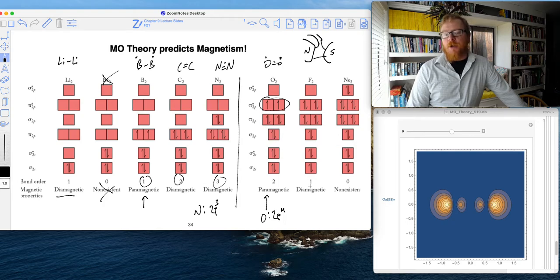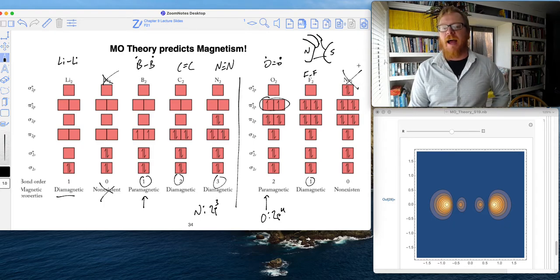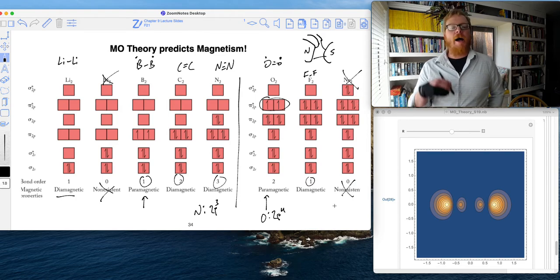Okay, so continuing along, we can see that F2 is predicted to have a single bond, and that's what we would have gotten from the Lewis structure, and no unpaired electrons. So F2 is diamagnetic. And then finally, I talked about how helium-2 doesn't exist. Well, we also recognize that neon-2 doesn't exist because, look, we've filled up all of these orbitals. There's the same number of bonding electrons, 6, as antibonding electrons, 6. So again, we can't bond the noble gases.